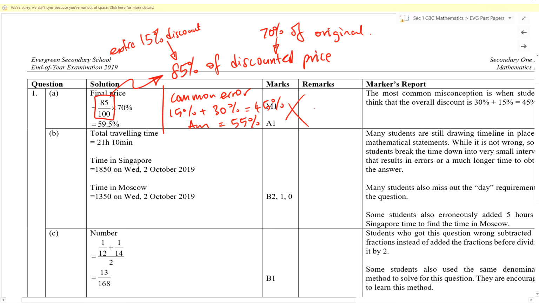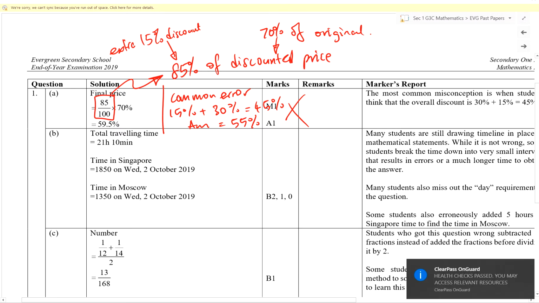Now next, part B, traveling from a country to another country, generally well done. So find out the total time, then find out the time in Singapore, and finally the time in Moscow. Okay, so there are three parts that we require. First is the time, we need the day as well as the date.